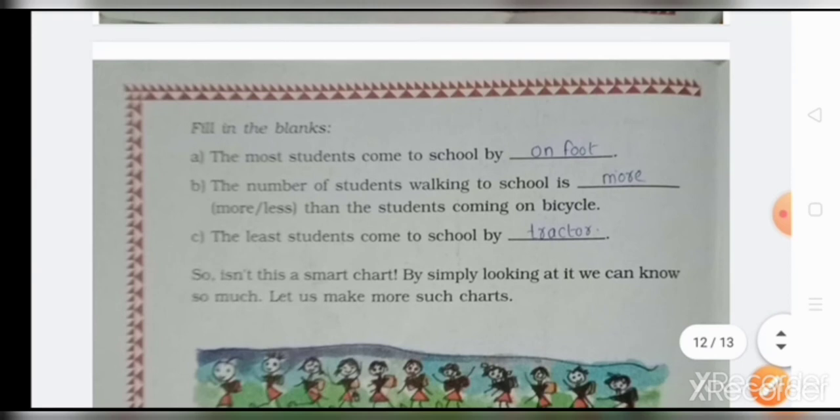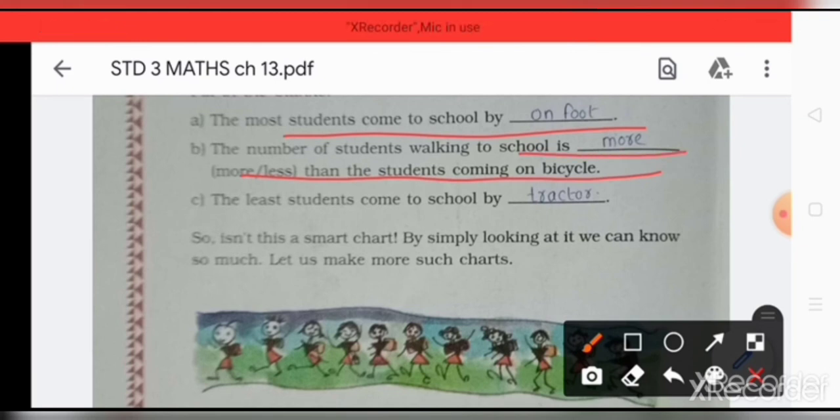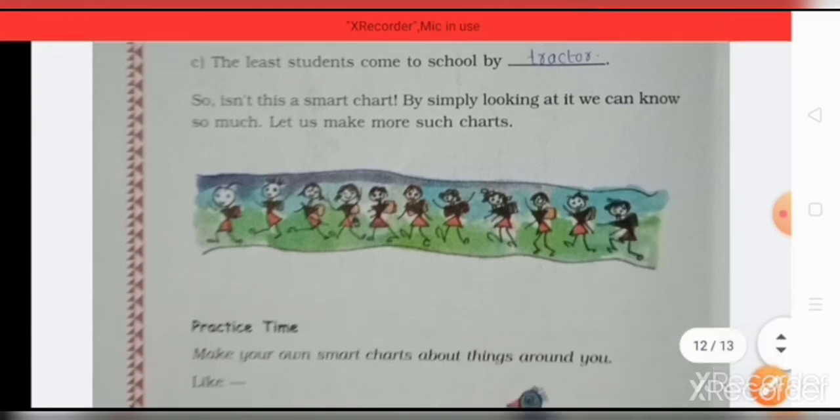Fill in the tables. The most students come to school on foot. The number of students walking to school is more than the students coming by bicycle. The fewest students come to school by tractor. So isn't this a smart chart? By simply looking at it, we can know so much. Let us make more such charts.